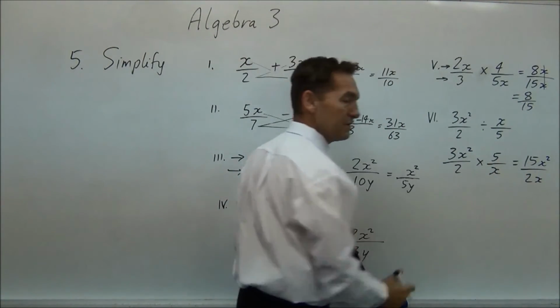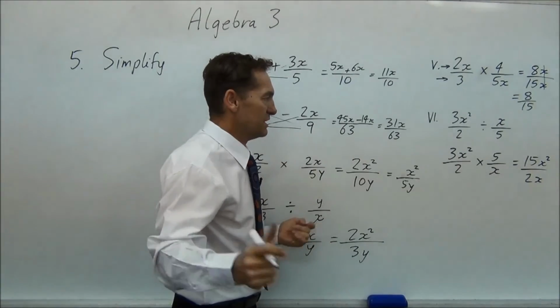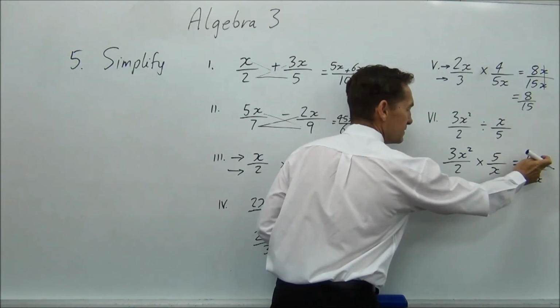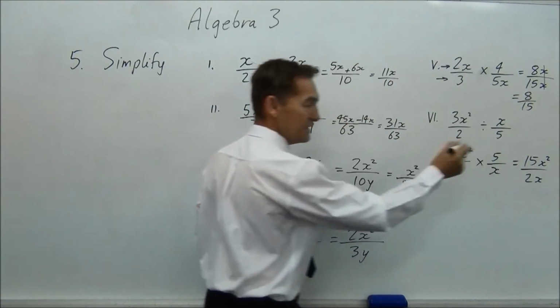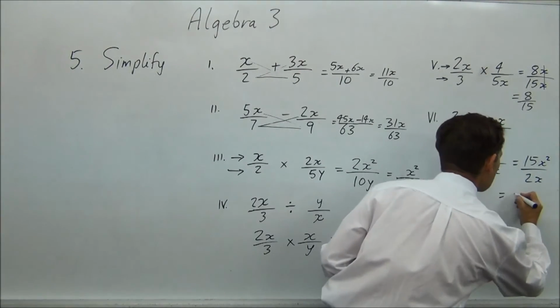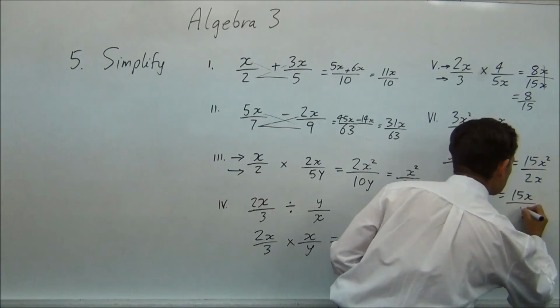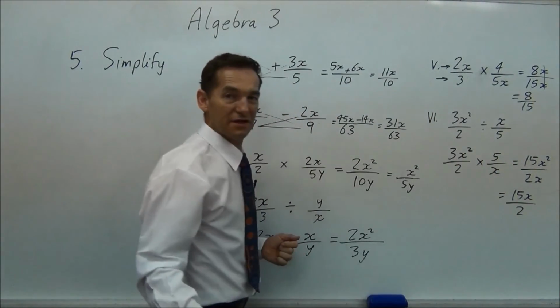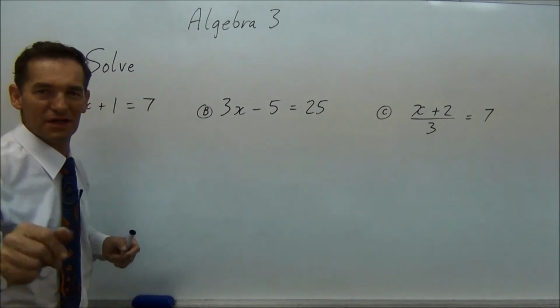I can't simplify the 15 and the 2, it just can't be done, but I can simplify x squared on x. I can cancel out 1x on the top and 1x on the bottom. So I will get 15x over 2. And you're done.